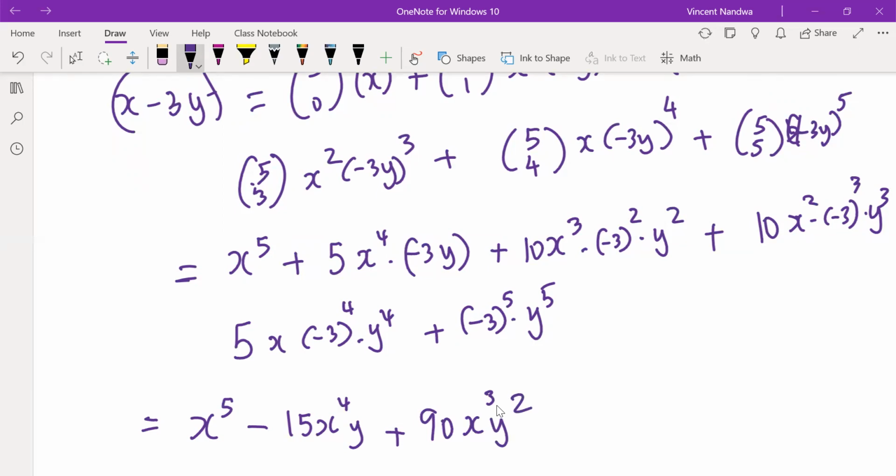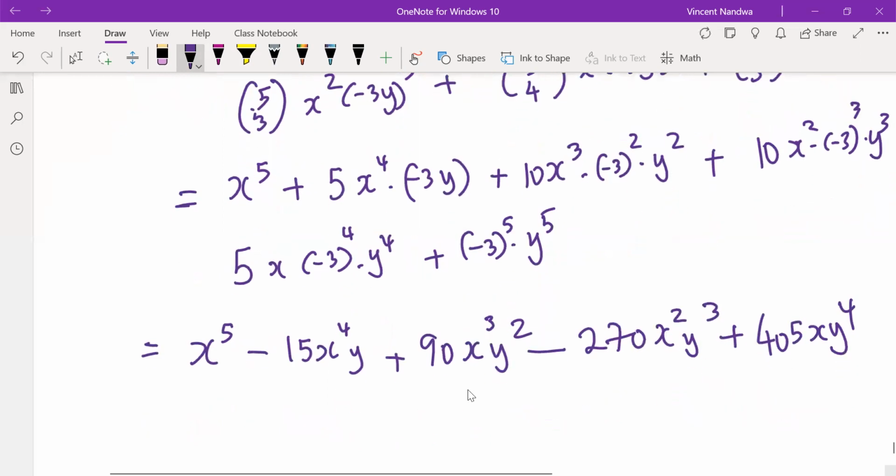Then this negative 3 is raised to power 3, which is an odd number, so we have a negative sign. 3 cubed is 27 times 10, 270. Then minus 3 raised to power 4 will give us a positive sign because it's an even number. So plus 3 power 4 is 81 times 5 gives us 405, x, y power 4. Minus 3 is raised to an odd power, so the sign will be minus. Then we get 243 y power 5.